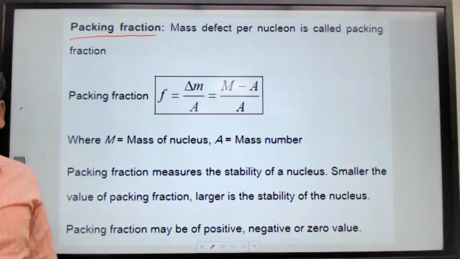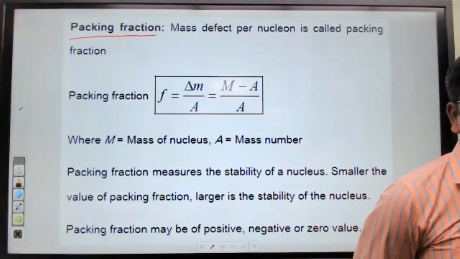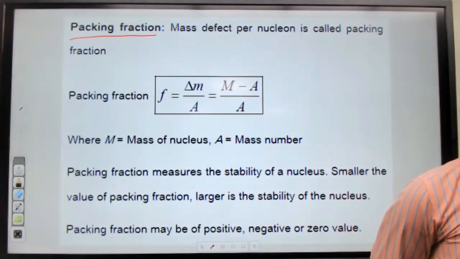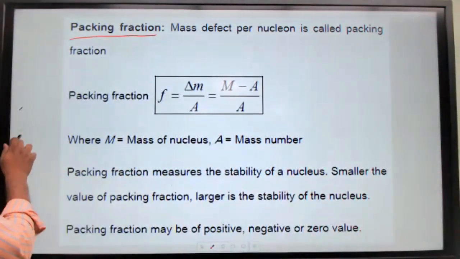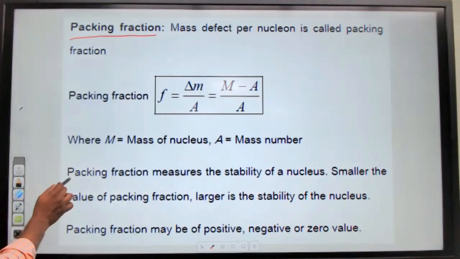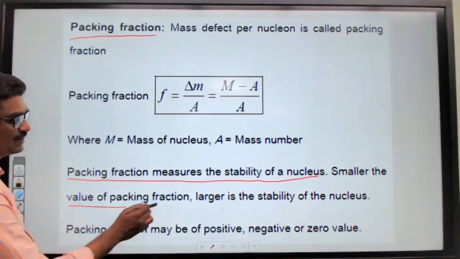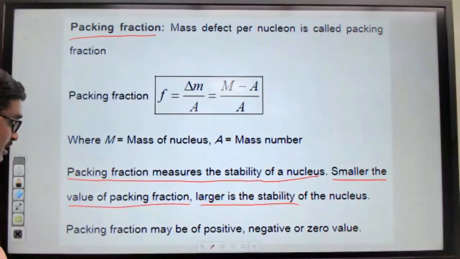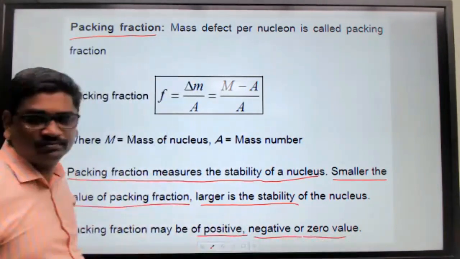Packing fraction physical significance ఏంటి? Based on packing fraction value we can conclude about stability of the atom. Stability of the atom ని conclude చేయొచ్చు. Now packing fraction is the measure of stability. Packing fraction is the measure of stability of the nucleus. Smaller the value of packing fraction, larger the stability. And packing fraction may be positive, negative or zero.